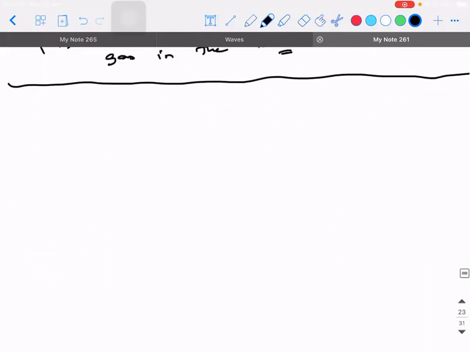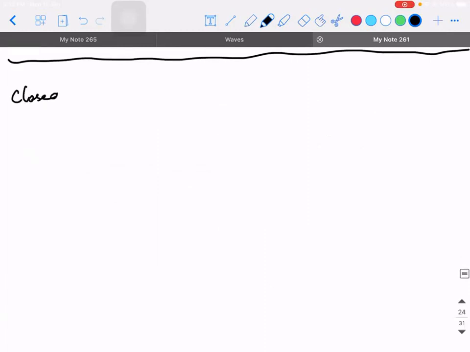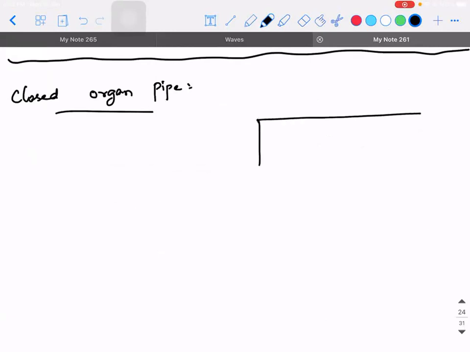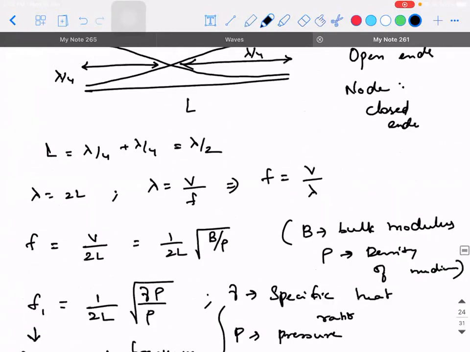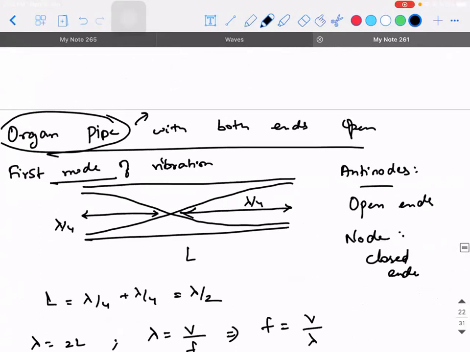Next, the next topic of discussion is closed organ pipe. So let me explain what this closed organ pipe is. See, closed organ pipe does not mean both the ends are closed. One end is open and the other end is closed. One important point to be noted: organ pipe is also sometimes called an air column. If it is mentioned only as organ pipe, by default it is open at both the ends. Whereas when they use the words closed organ pipe, one of the ends is closed and the other is open.